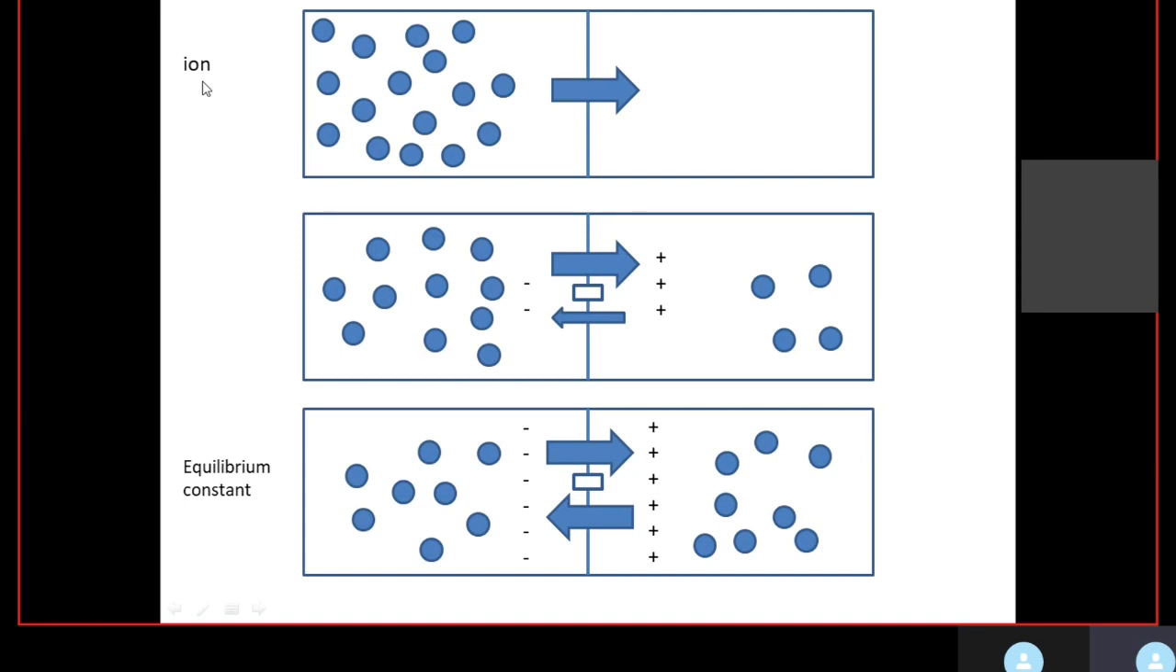Let's look at ions now. The movement of ions is different, because the movement of ions has a different implication. Why? Because they are charged molecules.